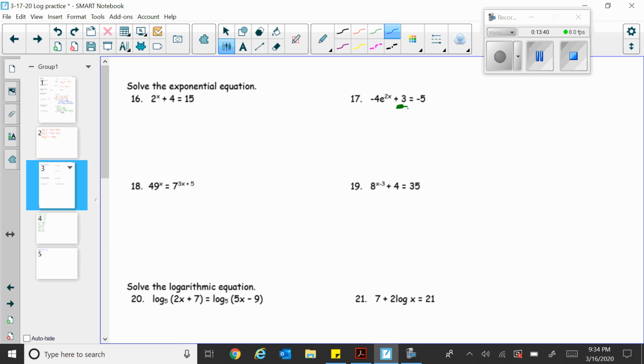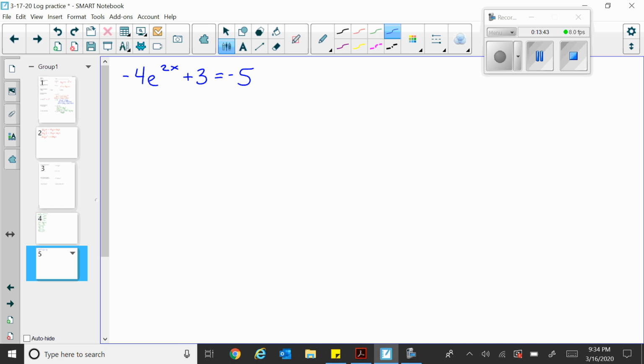Yep, negative 5. Okay, so first I need to get this 3 to go away because I want to get the base by itself, and the base of this problem is e. Not negative 4e, it's just e. So we've got to get e all by itself. So the first thing I would do is subtract 3 from both sides. And when that happens, you get negative 4 e to the 2x power equals negative 5 minus 3, which is negative 8.